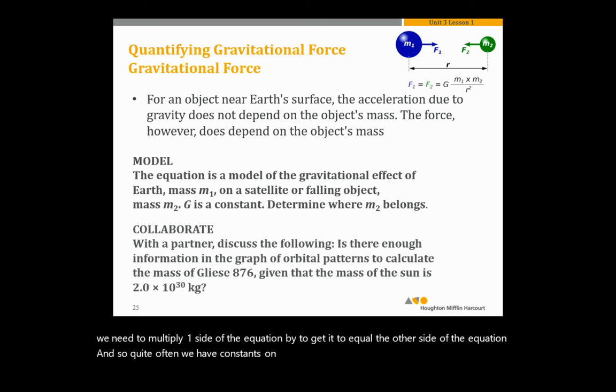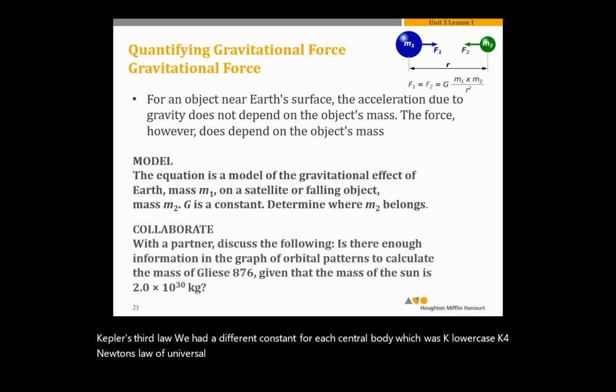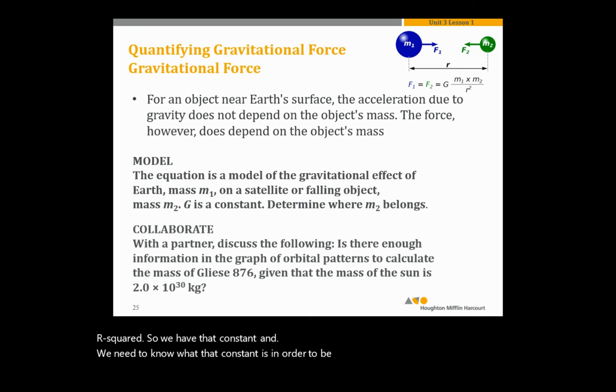On the previous graph of Kepler's third law, we had a different constant for each central body, which was k, lowercase k. For Newton's law of universal gravitation, it is always capital G, times m1 and m2 over r squared. So we have that constant, and we need to know what that constant is in order to be able to calculate gravity, and we will get to that very soon.